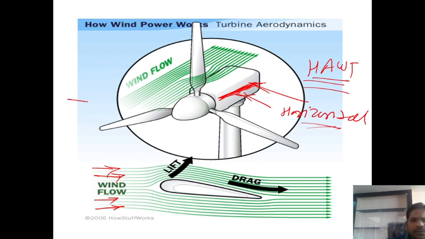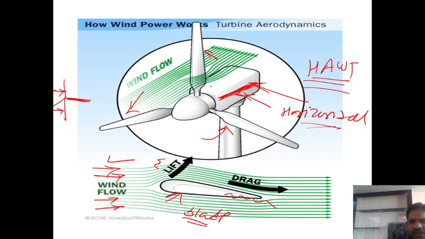This is the shaft of the wind turbine, and these are the blades connected to it. Whenever wind strikes here, what type of forces will be there? There is one lift force and another is the drag force. This is the blade of the wind turbine. So what is the role of the lift force? The lift force lifts the blades in this situation.